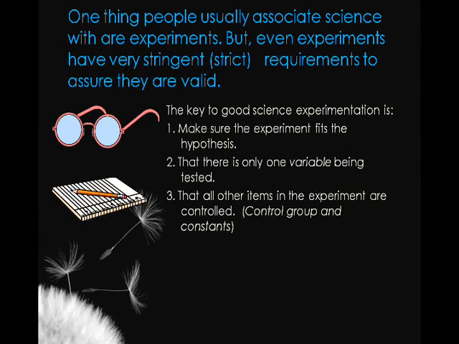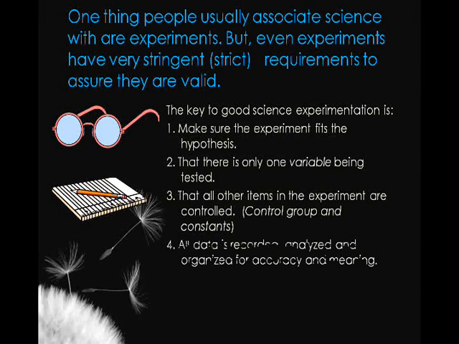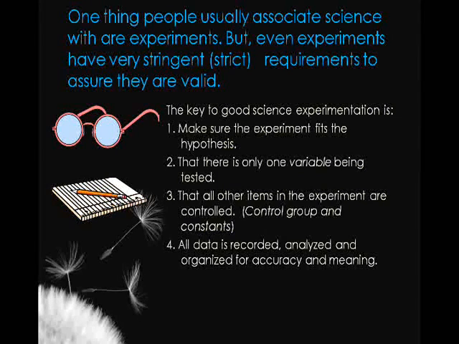Additionally, you must have a control group, and a control group is that which you're using to compare your experimental group to. So I would have a plant maybe under a white light to compare the other colors to. Next, all data is recorded, analyzed, and organized for accuracy and meaning, so that you provide graphs and good data tables that are easy to understand so that other people can tell what you did in your experiment.